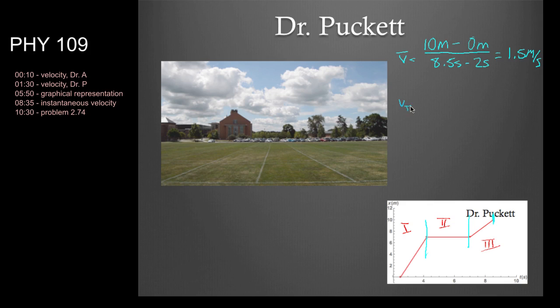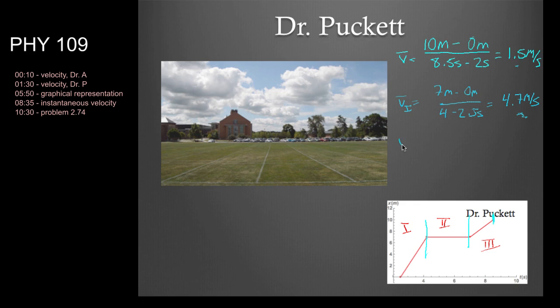Alright, so in region 1, my average velocity was 7 meters minus 0 meters. And this occurred between about 4 seconds and 2.5 seconds. This gives me an average velocity during that region of about 4.7 meters per second. So you can see that this number is much bigger than the average velocity over the whole time window, because that includes this region where I was pausing.